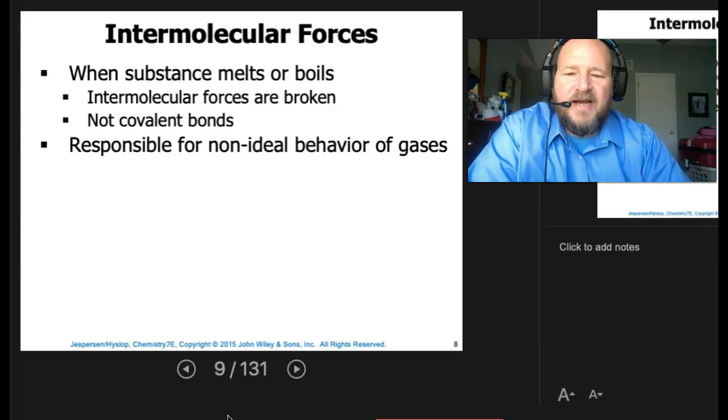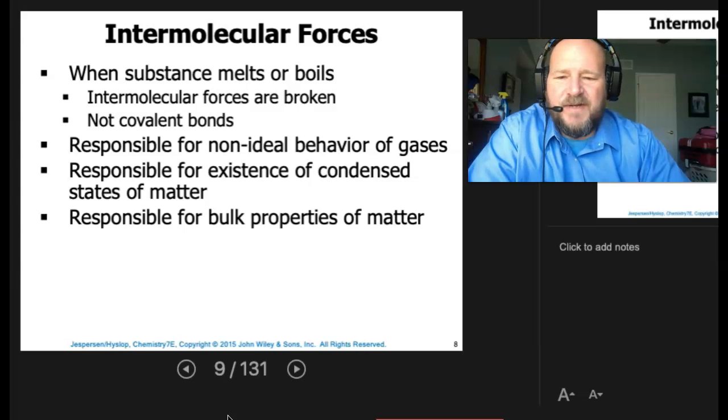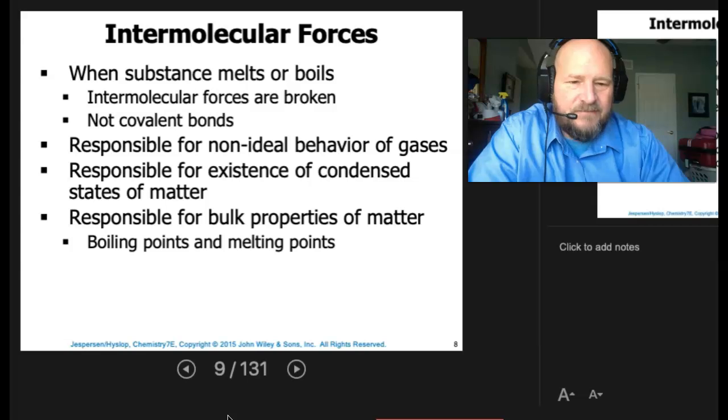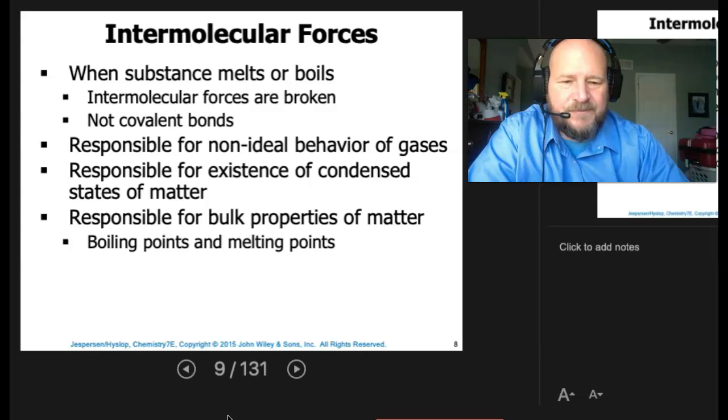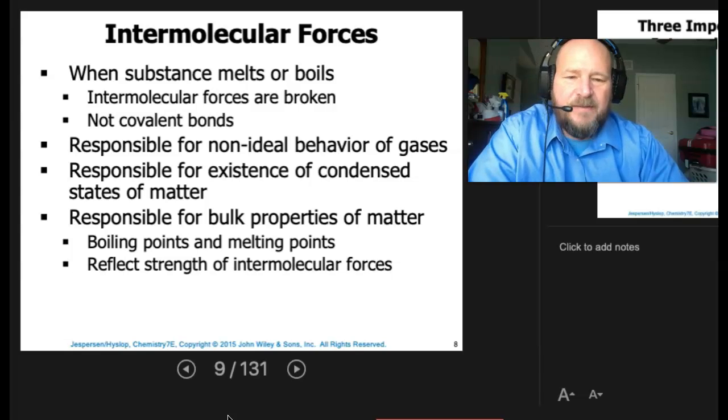Intermolecular force is responsible for the non-ideal behavior of gases, and it's responsible for the existence of condensed states of matter. It's responsible for bulk properties of matter, in other words, boiling points and melting points. It reflects the strength of their intermolecular forces. So intermolecular forces are the interactions between individual atoms and molecules, not the bonds in the compounds.